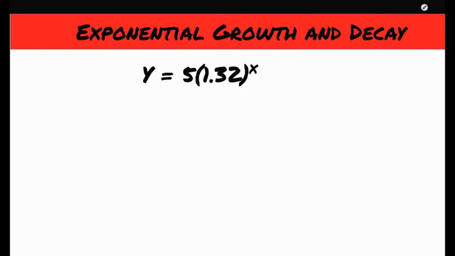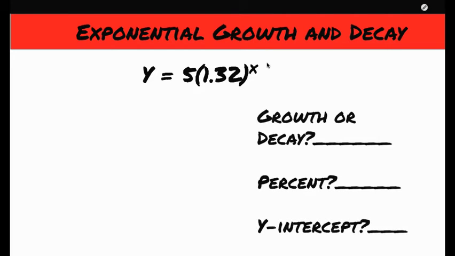In this video, we're going to be looking at exponential growth and decay, both the models and their graphs. So right here, I have an exponential function. We know it's an exponential function when we have the variable, the x, in the exponent. You'll be asked, does this function model growth or decay? What percent is the growth or decay? And what's the y-intercept of the graph?